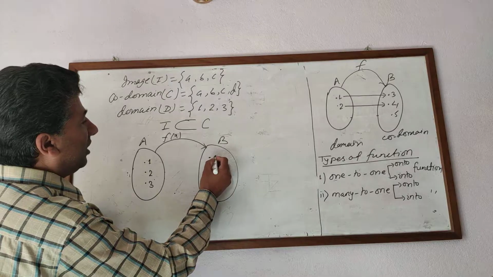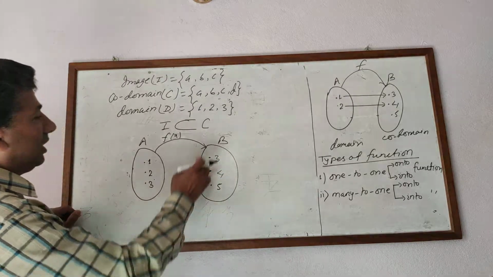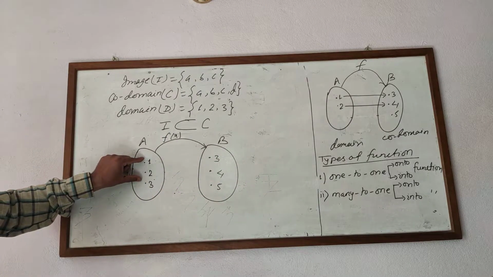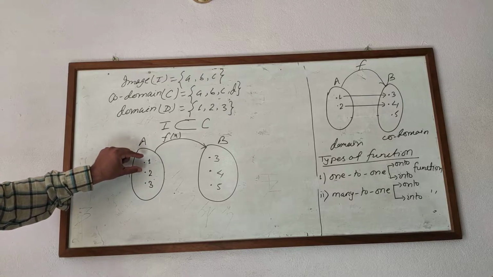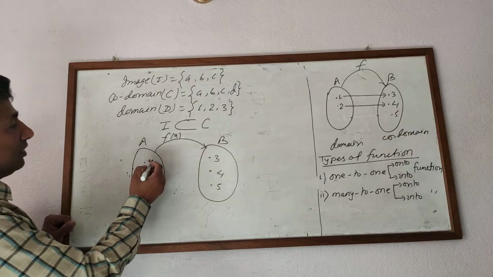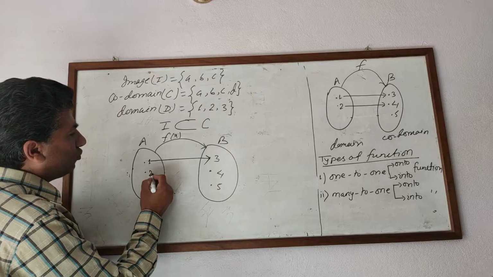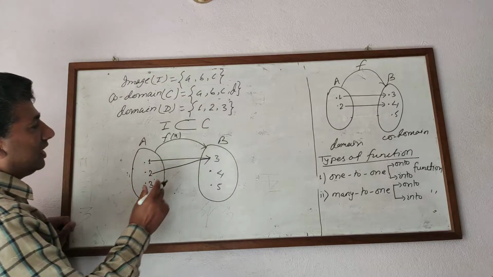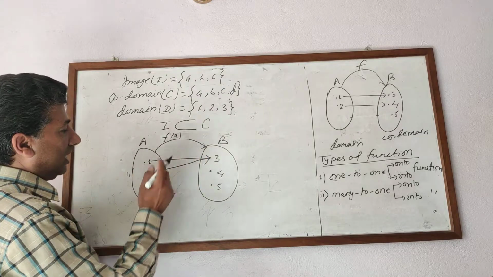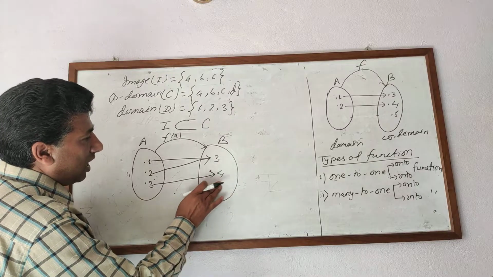Okay, suppose here, same, I'll write here 3, 4, 5. Okay, 3 elements are there. Now many to one, many elements of domain have the same common image. For example, suppose this 1 has image 3, this 2 also has image 3. Now many means 2 or more than 2 have the same image, and this 3 has image 4. Okay, I'll drop this 5.